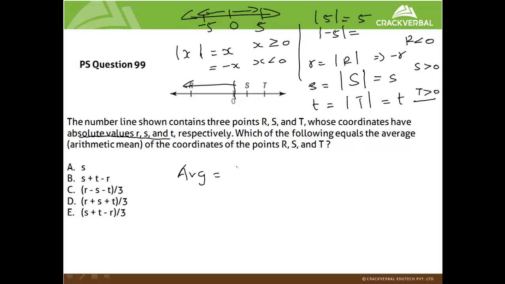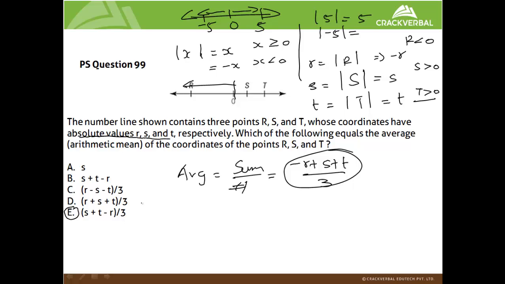Now the average is nothing but the sum of all the elements divided by the number of elements. Here the sum of all the elements is minus R plus S plus T, divided by 3, since the number of elements is 3. So minus R plus S plus T divided by 3. So the answer has to be E here, which matches exactly what we have arrived at.